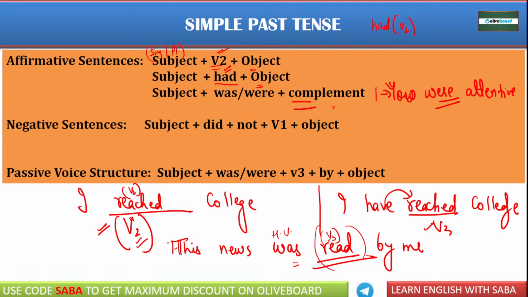Okay. Now, this is the negative sentence: subject plus did not plus V1 plus object, and this is the passive structure: subject plus was/were plus V3 plus by plus object. Are these structures here? Same like present, but in present, V1 was being used, and in passive. This is passive. Yes, this structure is passive. Okay.